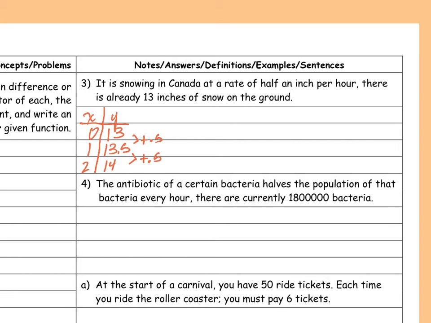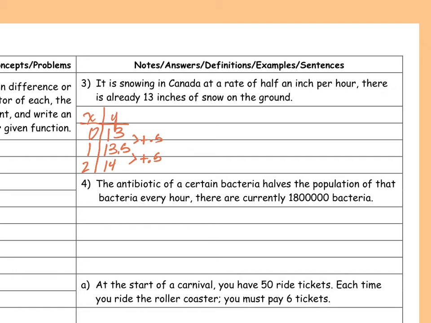But since I did it in decimal form in my table, I can write my change of rate in decimal form. If I would have put 13 and 1/2, I would have had to write my common difference as 1/2, not as 0.5, even though they're the same.